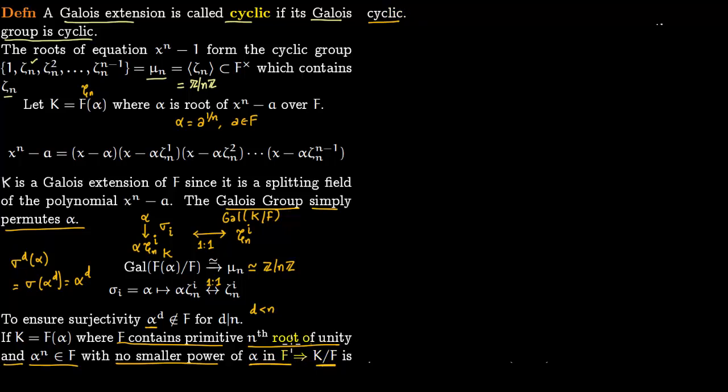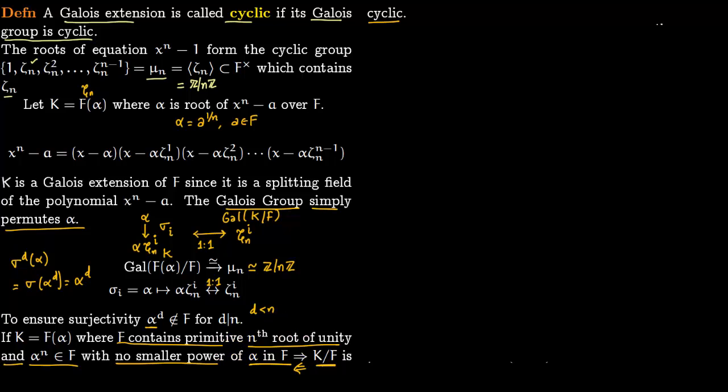We want to show that the statement is if and only if, so we also need the other direction. If K over F is cyclic, we will have K of the form F adjoined with alpha, where alpha to the power of n lies in F, and F contains the primitive nth root of unity.